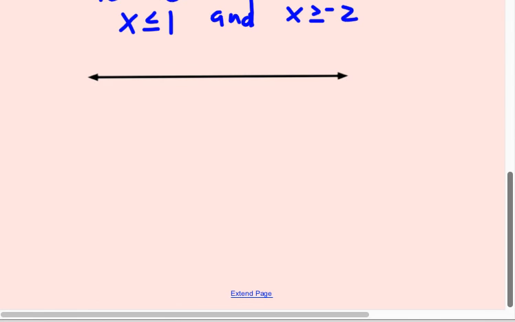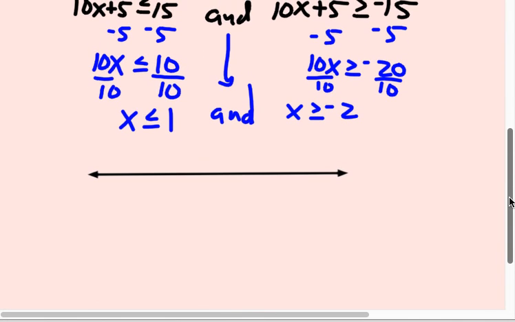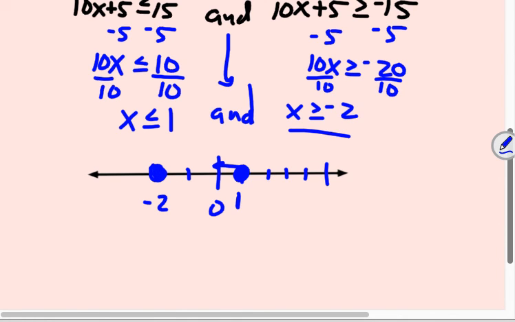We should be able to write it together as one compound inequality. Here's 0, 1, 2, 3, 4, 5. We'll say 1. It's less than or equal to 1. Negative 1, 2. Here's negative 2. It's greater than or equal to negative 2, so we're going to circle it and color it in. Greater than is going this direction. It is in between the two.